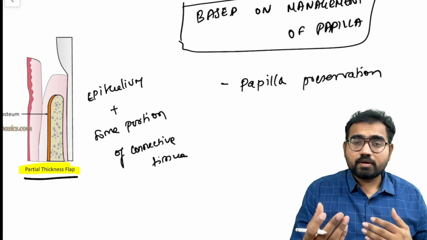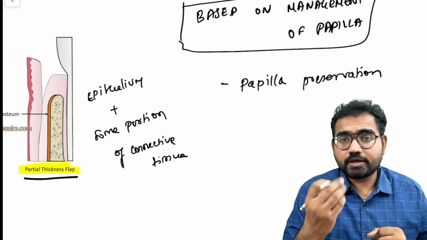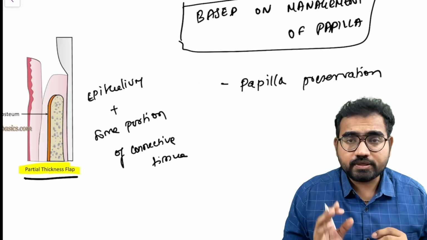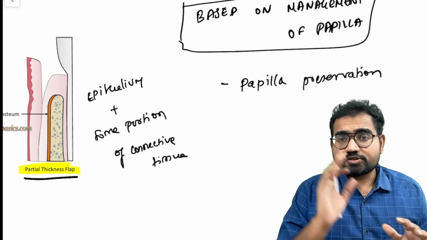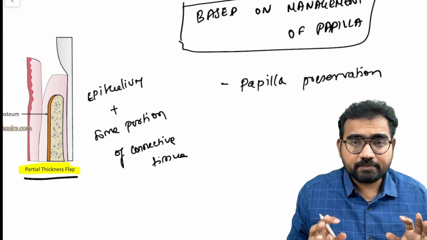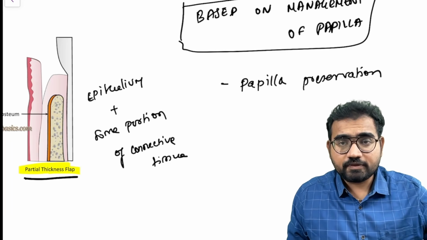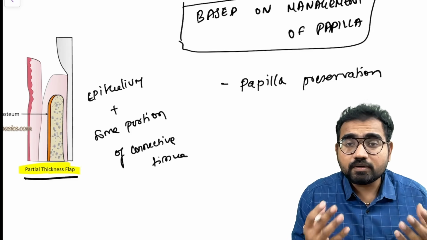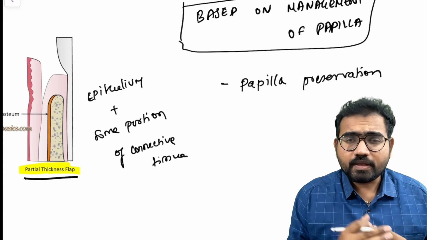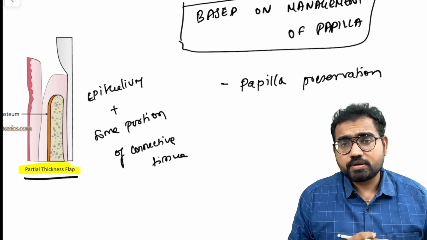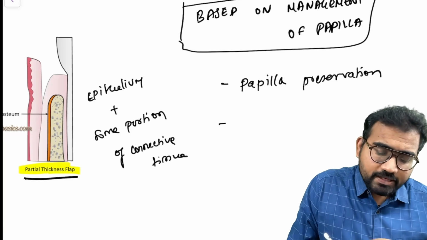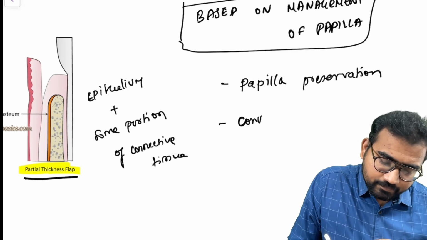I'll tell you how, and when we look at the procedures, I'll explain what papilla preservation is and how it is done. As of now, based on the management of papilla, flaps can be classified as the papilla preservation flap, where I preserve the interdental papilla as in cases of midline diastema or spacing. The next one will be the conventional flap.